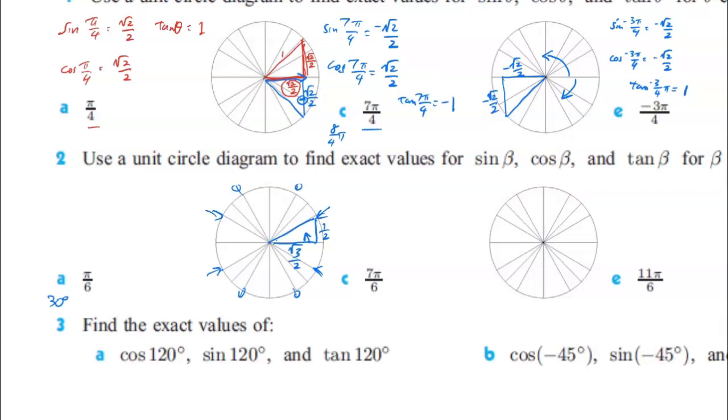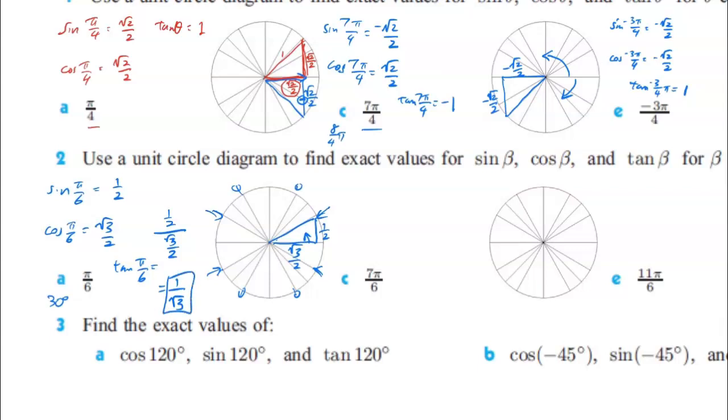So the sine of pi over 6 would be the y-coordinate, so it would be 1/2. The cosine of pi over 6 would be the x-coordinate, which would be square root of 3 over 2. And of course, the tangent value of pi over 6 would be the sine value divided by the cosine value. So we would do 1/2 divided by square root of 3 over 2. So basically the denominators cancel and we would end up with 1 over the square root of 3.